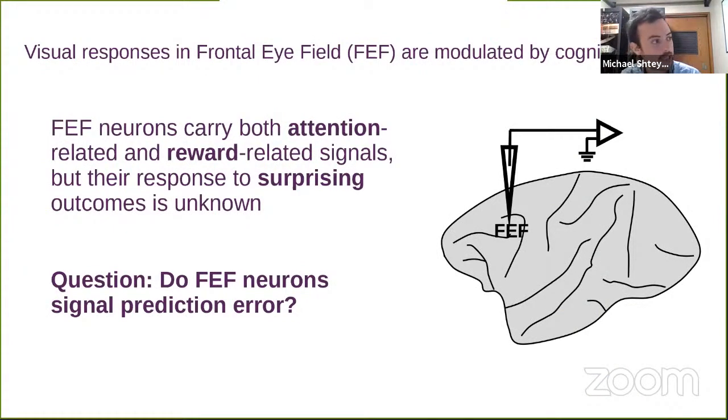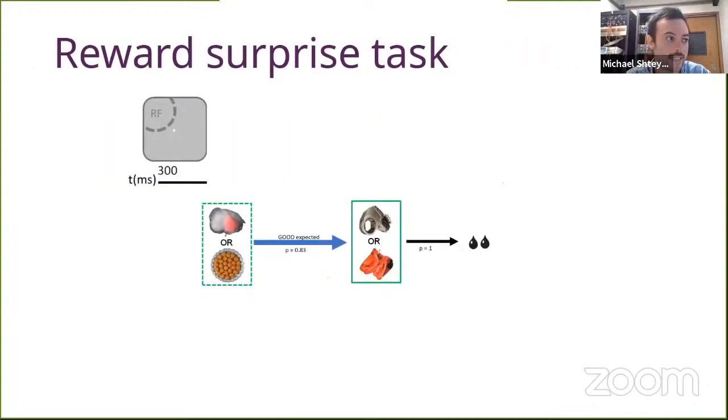We were interested in how neurons in the frontal eye fields respond to surprising outcomes, because neurons in the frontal eye fields carry both attentional and reward-related signals, but their response to surprising outcomes is unknown. These are visually responsive neurons in the prefrontal cortex of the macaque monkey. To do that, we developed a simple reward surprise task in which the animal is passively fixating, and we shine visual cues into their response field.